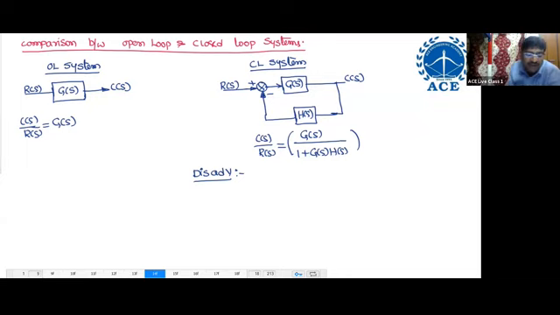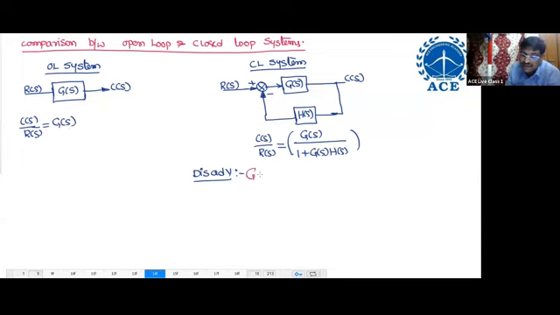Here the gain, or transfer function, is G of S. But here it is reduced by what? 1 plus G of S H of S. That means, what is the first disadvantage? The gain is G of S, and that gain becomes G of S divided by 1 plus G of S H of S.